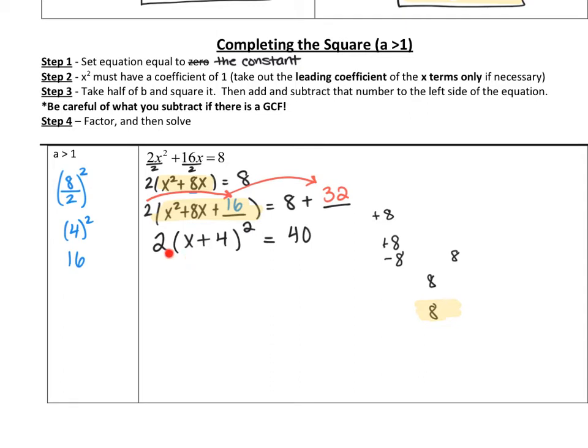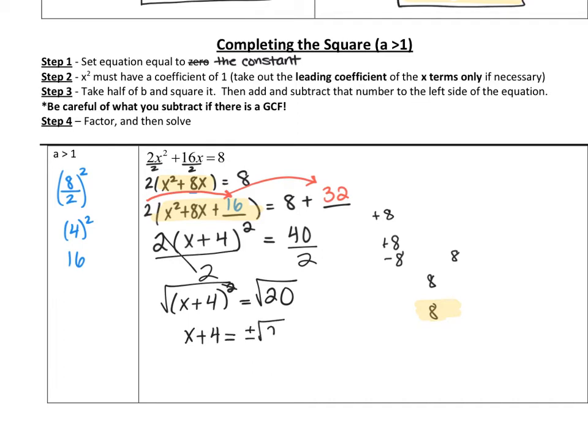So before we can take the square root of both sides, we actually have to get rid of that 2 in front. So we're going to divide both sides by 2 first. So that will give me x plus 4 squared equals 20. And then we can square root both sides like we did yesterday. So x plus 4 equals plus or minus the square root of 20.